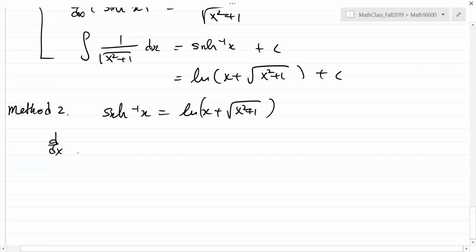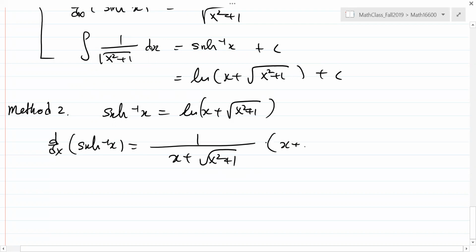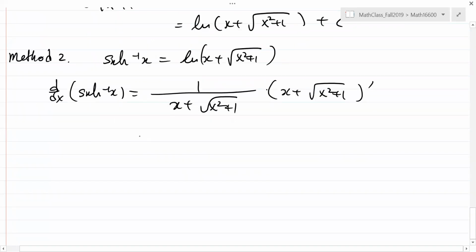When you differentiate, what is the natural log? First of all, you have to put everything in the denominator, and the derivative of the natural log is just 1 over something. Then you have to differentiate x plus the square root of x squared plus 1. So that's the first step. Next step.